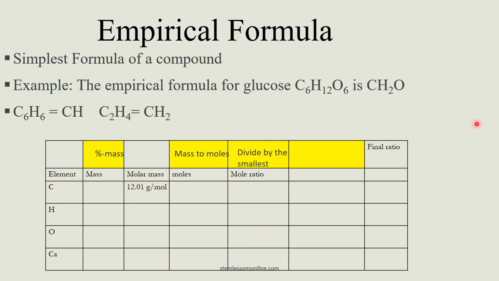And the third step is divide by the smallest, because we need the simplest ratio, right? So once you get the moles, you have to look for the smallest one and then divide each mole value with that smallest number of moles you calculated. And then multiply. If it is not a whole number, just multiply in order to get a whole number, because we cannot have a fraction in the formula.